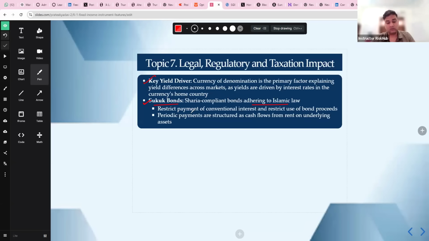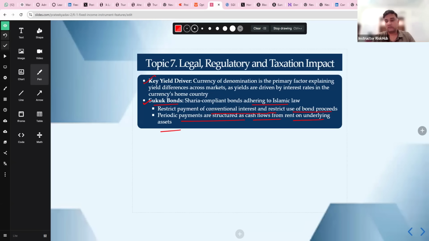They generate return through asset-backed cash flows. For example, an investor owns part of an asset and gets rental income. The key idea is that sukuk behaves like a lease or asset participation, not lending, right? It restricts payment of conventional interest and restricts use of bond proceeds. Periodic payments are structured as cash flows from the underlying assets, right?